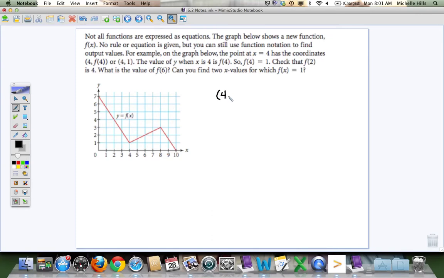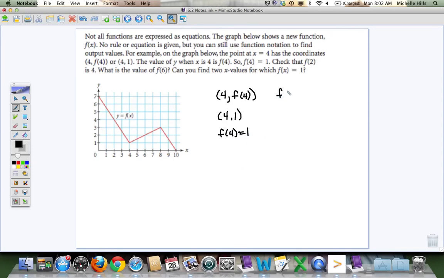So, it says at the point x equals 4 has the coordinates 4, and this is already written there, and then the y would be whatever f of 4 is. See, x is 4, the y is the value when x is 4. When I look at this graph, when x is 4, I go up, and this point would have a y value of 1, so it ends up being 4, 1. So, f of 4 equals 1.